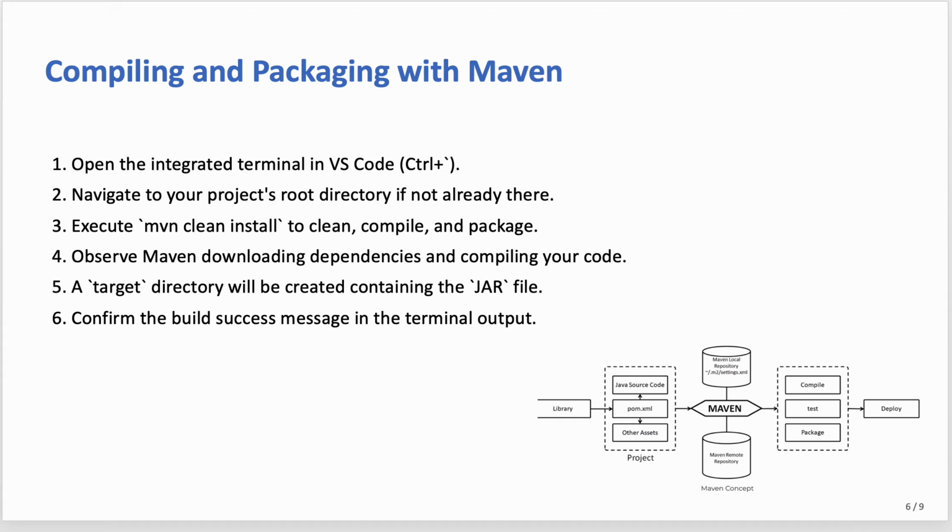Compiling and packaging with Maven. Open the integrated terminal in VS Code, navigate to your project root directory if you are not already there, and execute mvn clean install to clean, compile and package. A target directory will be created containing the jar file, confirming the build success message in the terminal output.